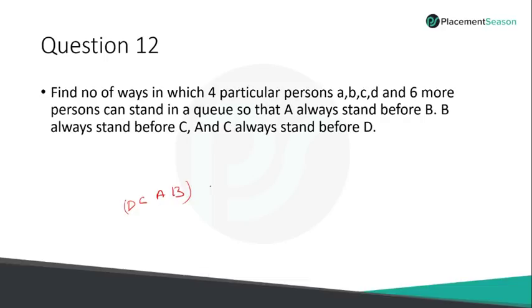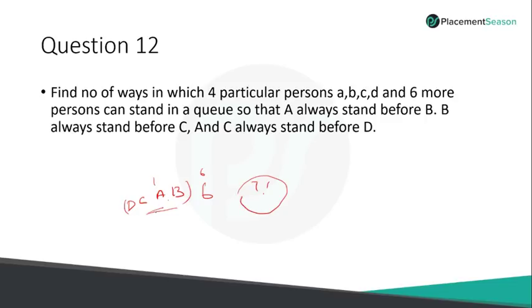Apart from these 4, A, B, C, D, we have 6 more persons, correct? And you can have only one arrangement. This must be the order for A, B, C, D, and this can be arranged anywhere. The order is immaterial. So take it as a single object, and this one 6. So totally 7 factorial. So this is the final answer.